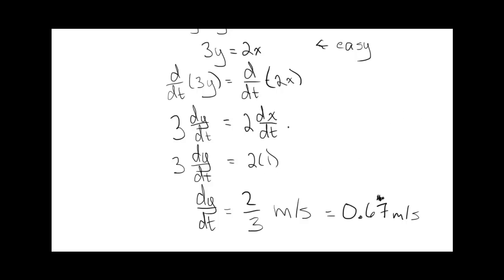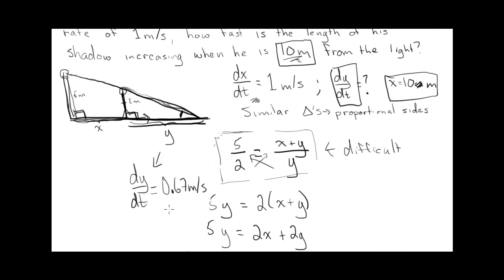So what does that tell you? Well, it tells you that the rate does not change no matter where he is. So it's a constant rate, this dy/dt. No matter where he is, the shadow is increasing at a rate of 0.67 meters per second. Which, if you think about it, kind of makes sense.